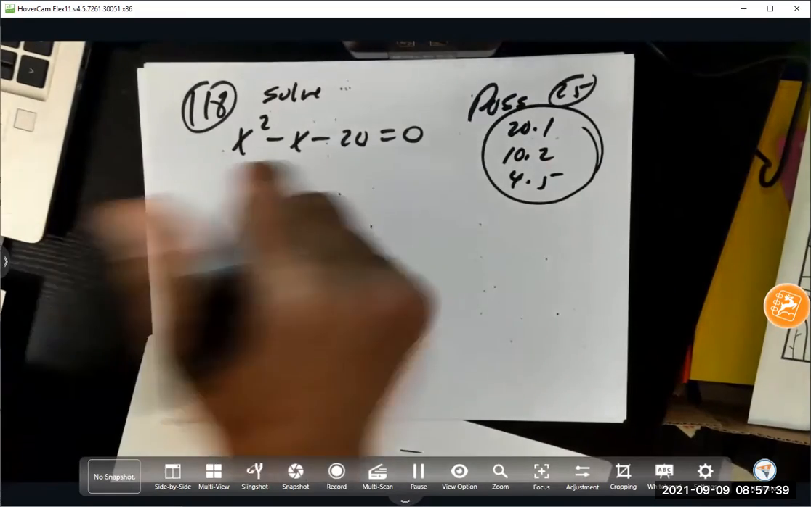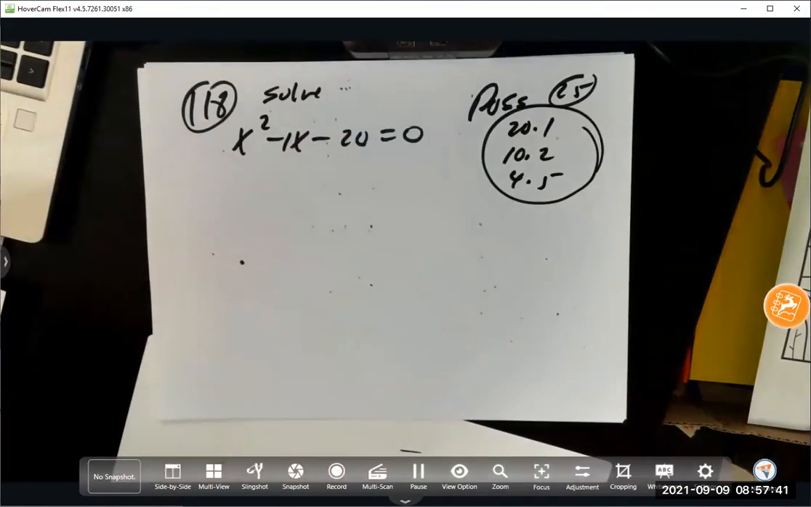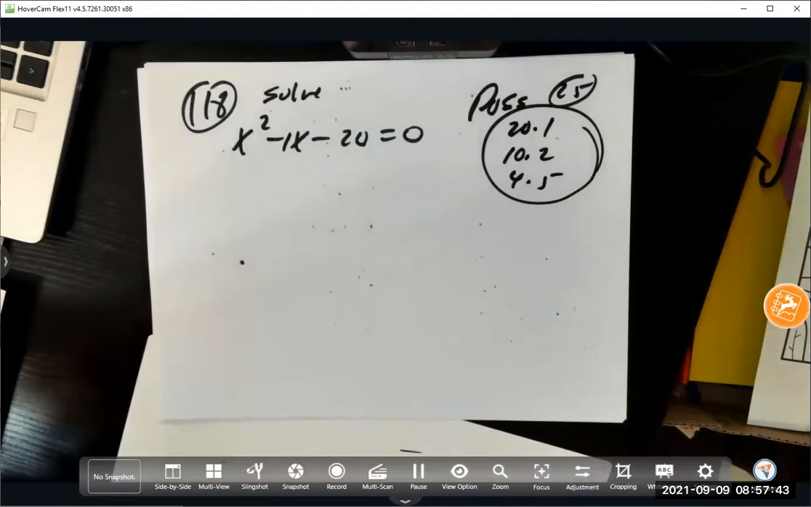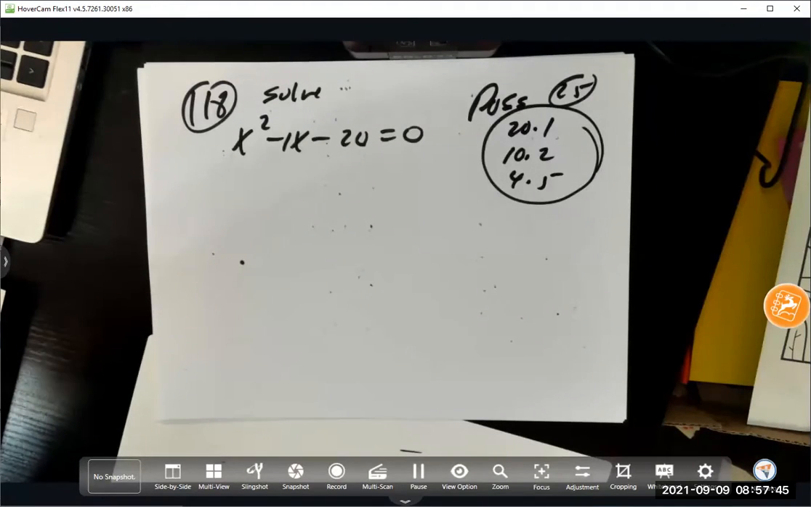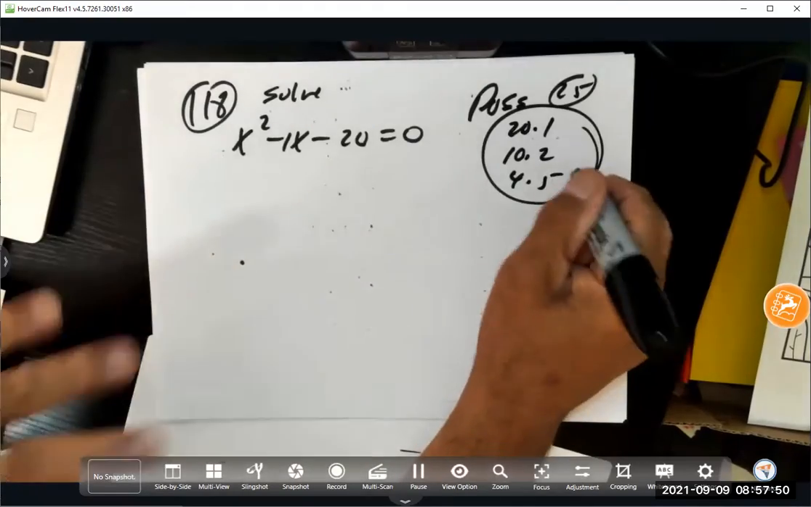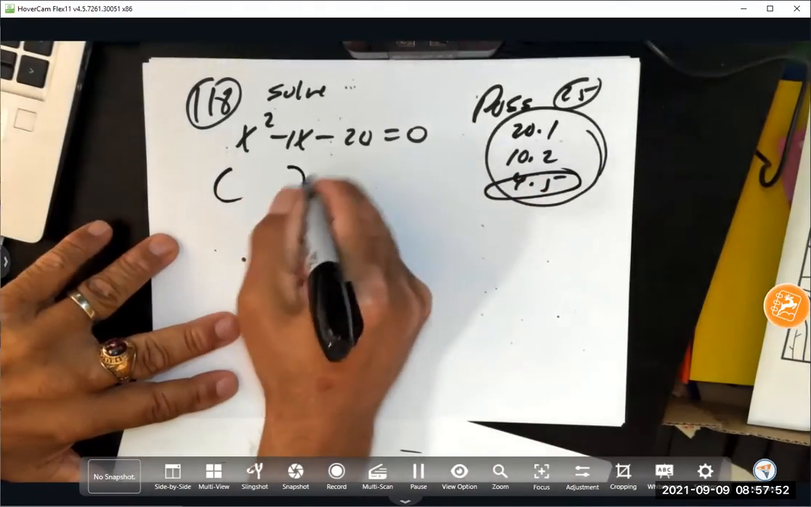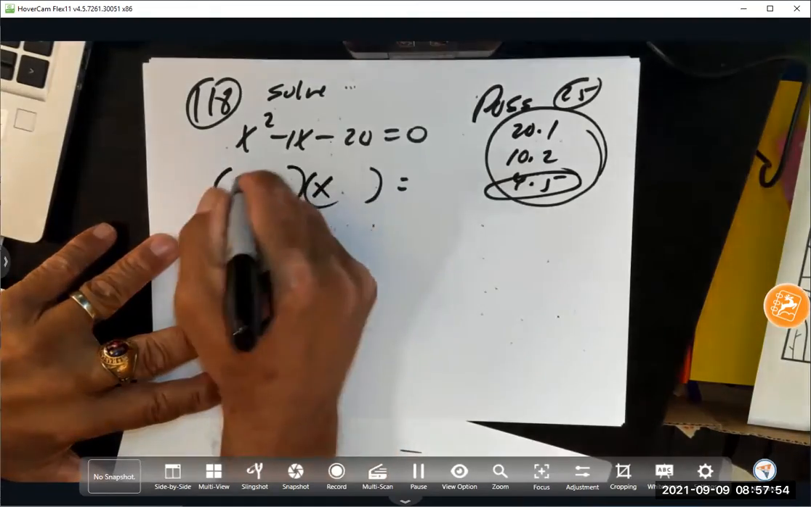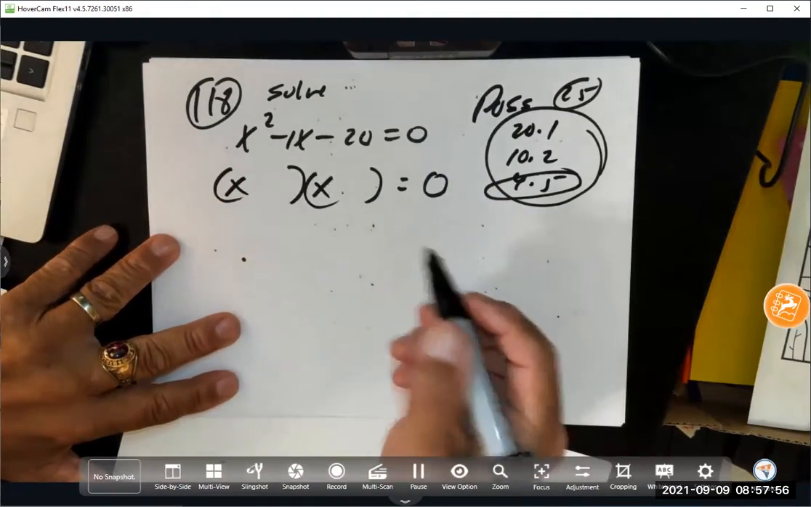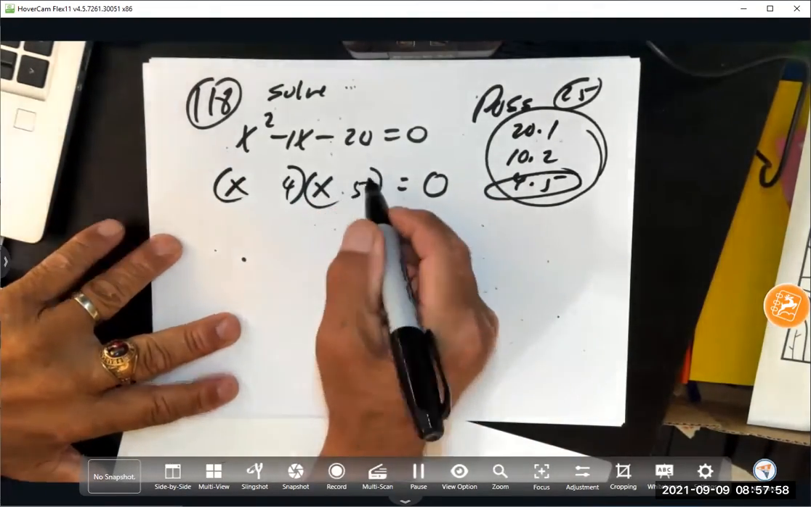But what's in the middle? It's like a 1 right here, right? A negative 1x in the middle. So guess which one you're going to try. 4 and 5. Yeah, that's what I was saying. And we do that. X and X. And he said 4 and 5. Is that right? All right.